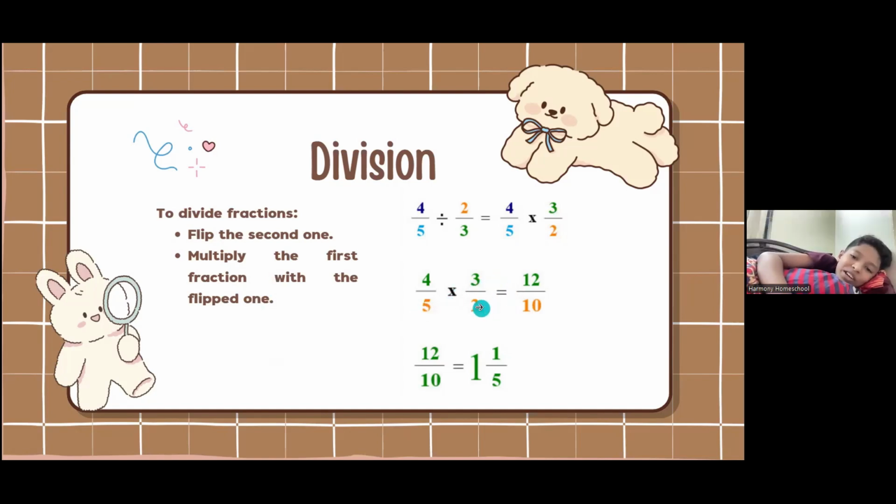What if 4 by 5 was the second one? Would we flip the second one? If 4 by 5 was the second one, then we would flip 4 by 5, and 2 by 3 would remain as 2 by 3. So then it would be 2 by 3 into 5 by 4. But the answer is the same.